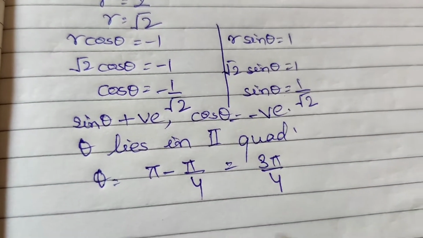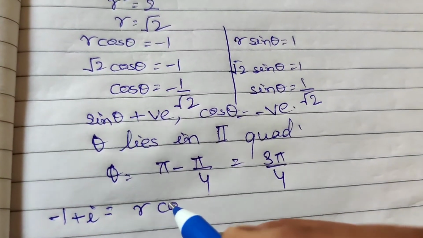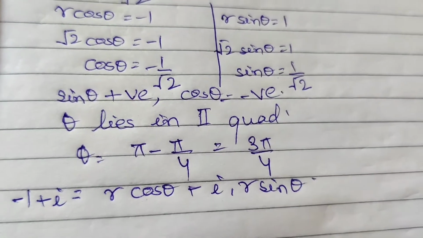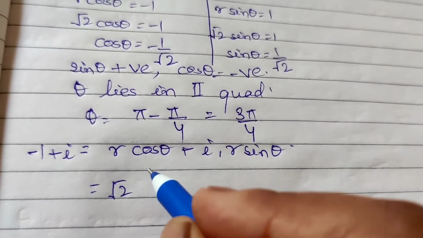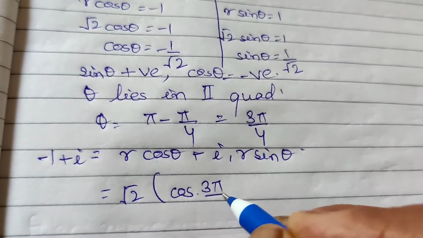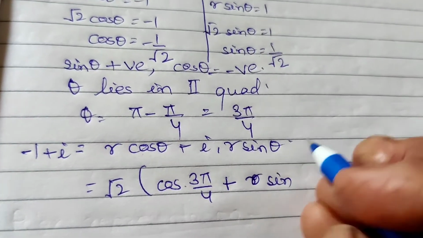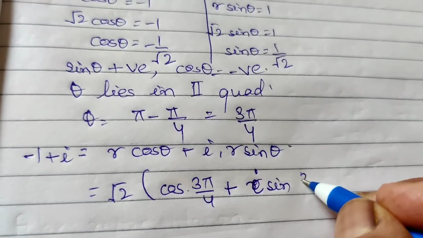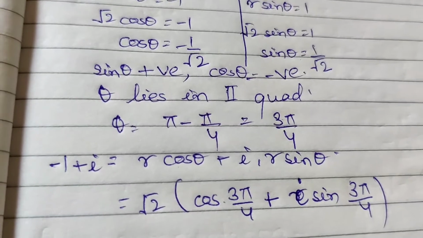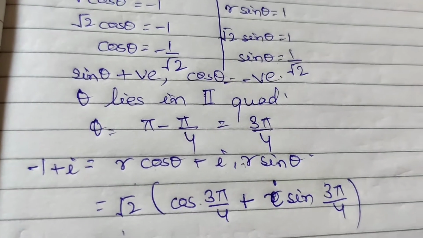So, now you can write minus 1 plus i equal to r cos theta plus i r sin theta. r equal to root 2, cos 3 pi by 4 plus i sin 3 pi by 4. Take r common. This is in the polar form.